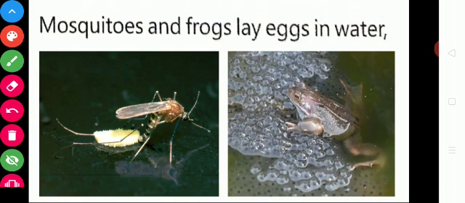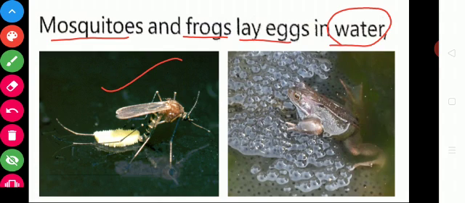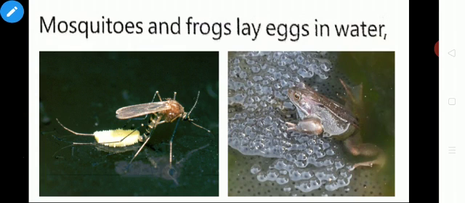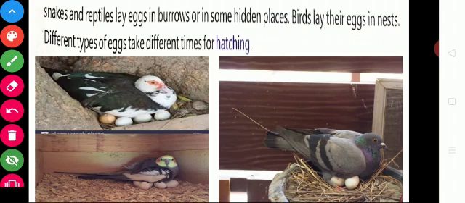Mosquitoes and frogs lay eggs in water. See the first picture. It is a mosquito laying eggs in water. Similarly, the frog lays eggs in water. Snakes and reptiles lay eggs in burrows or in some hidden places. Birds lay their eggs in nests. See this one, a duck, and this one, a kind of parrot. They lay eggs in their nests. This one, the pigeon, also lays eggs in a nest.